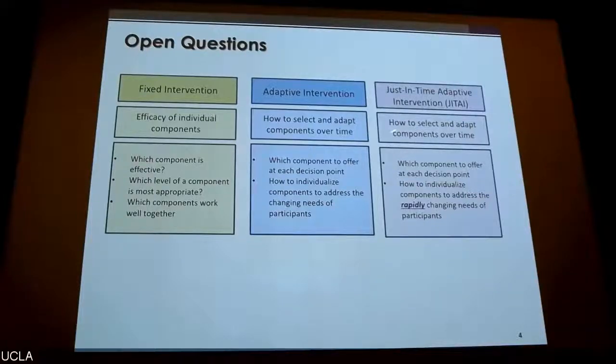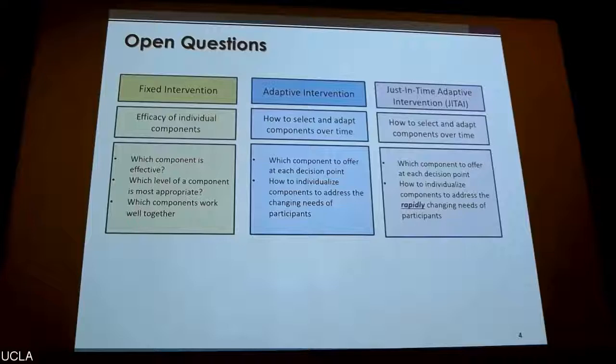Sometimes we have similar questions, but in the context of constructing a just-in-time adaptive intervention, and I know that Bonnie mentioned this, and probably Donna did too. I'm going to explain later that a just-in-time adaptive intervention is just an adaptive intervention, but it's trying to address needs that are expected to change much faster, more rapidly compared to a standard adaptive intervention. But in this case as well, when we want to construct a JITAI, there's a lot of things that we need to know a priori. We need to know which components to offer and what is the best way to individualize the components so we can address the rapidly changing needs of people.